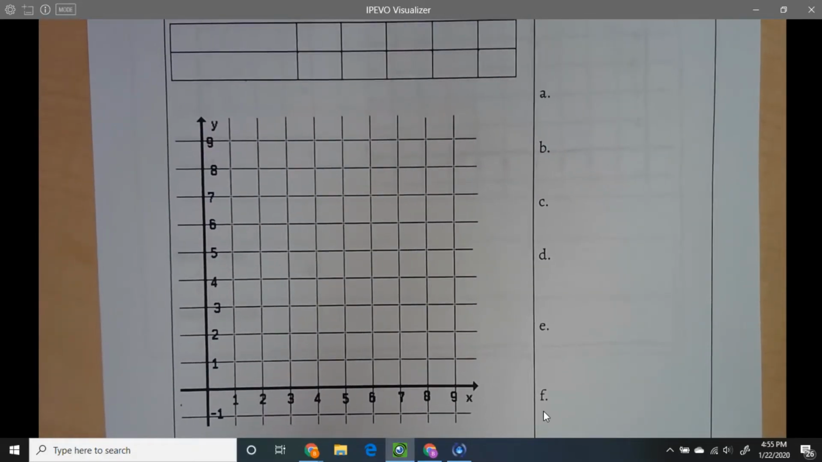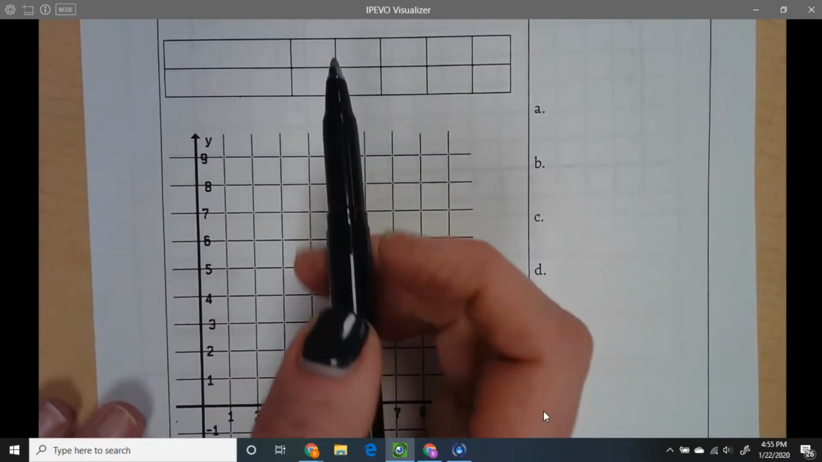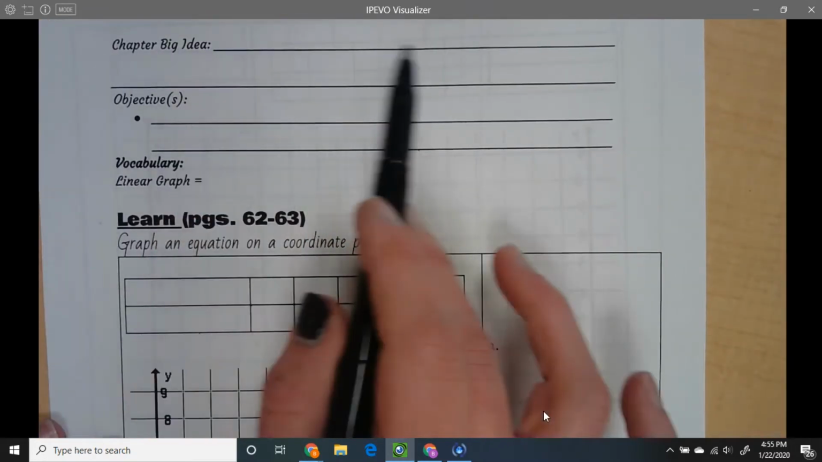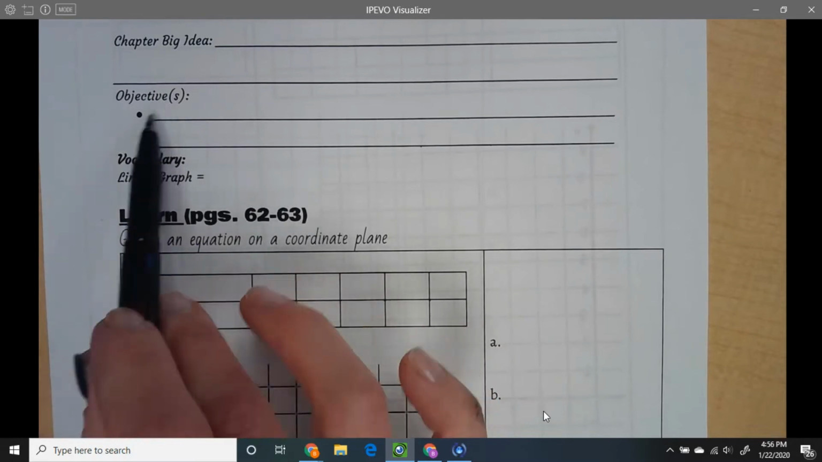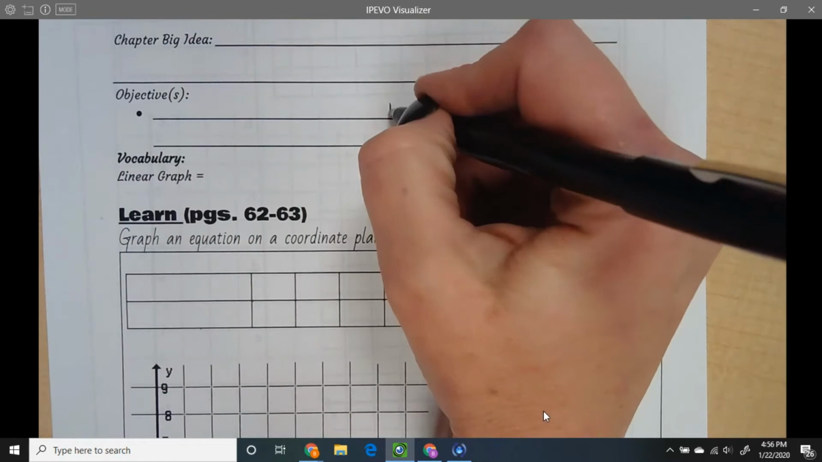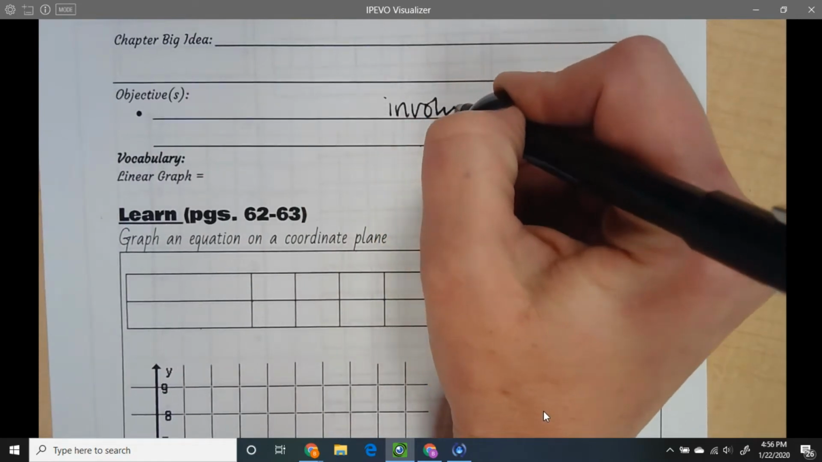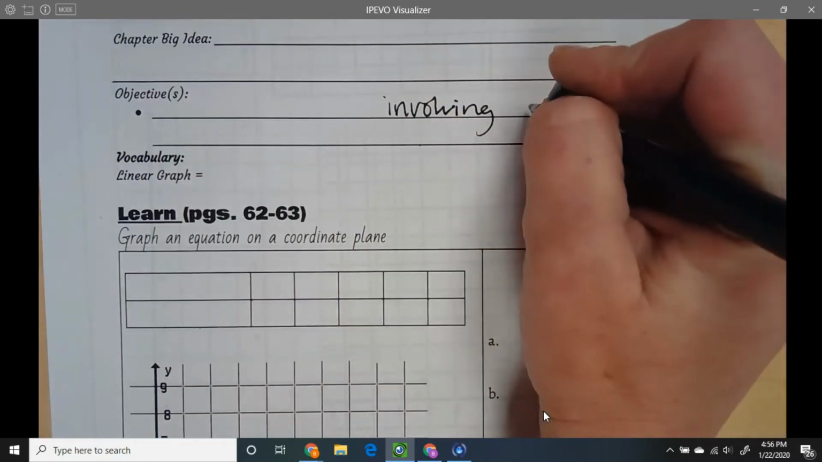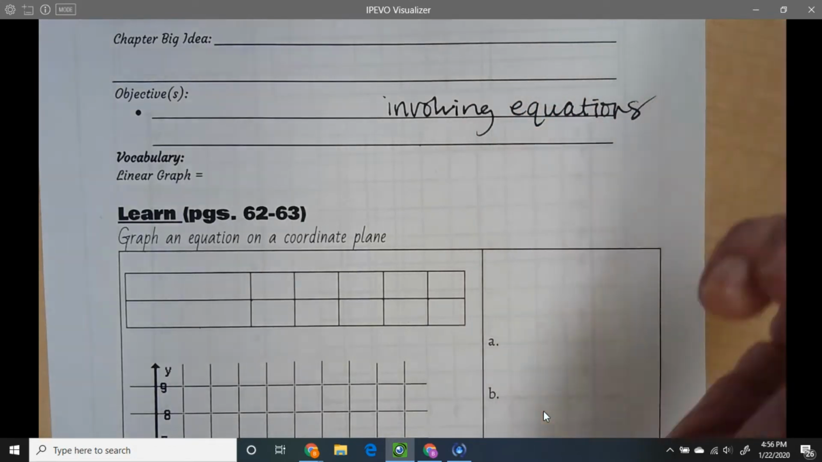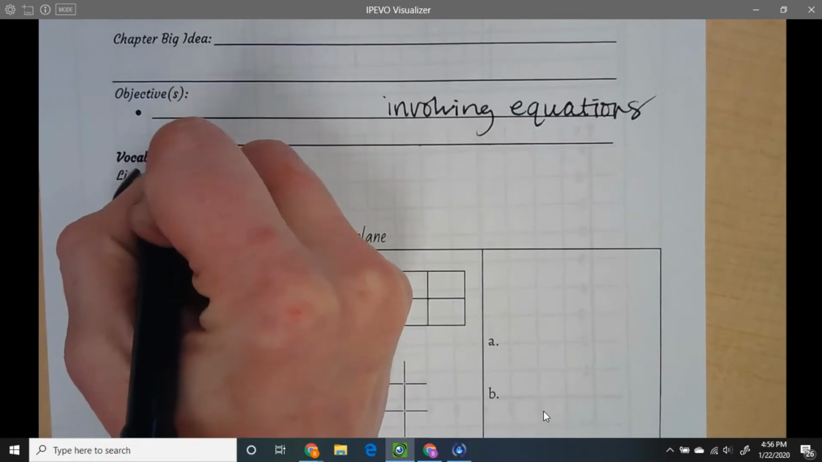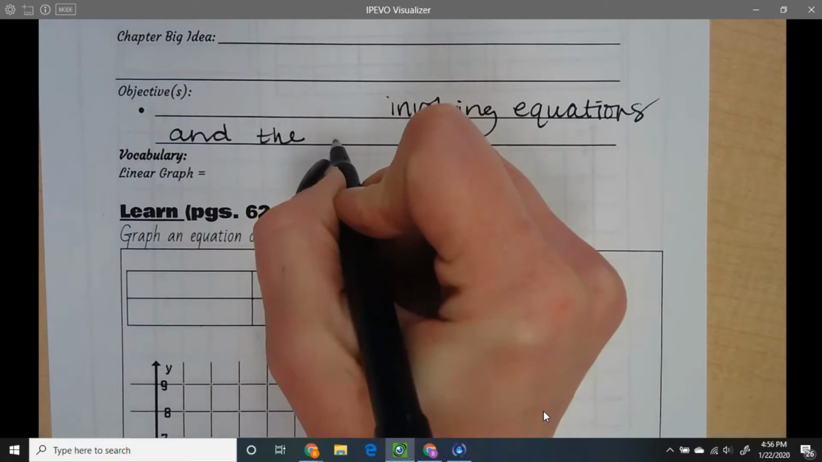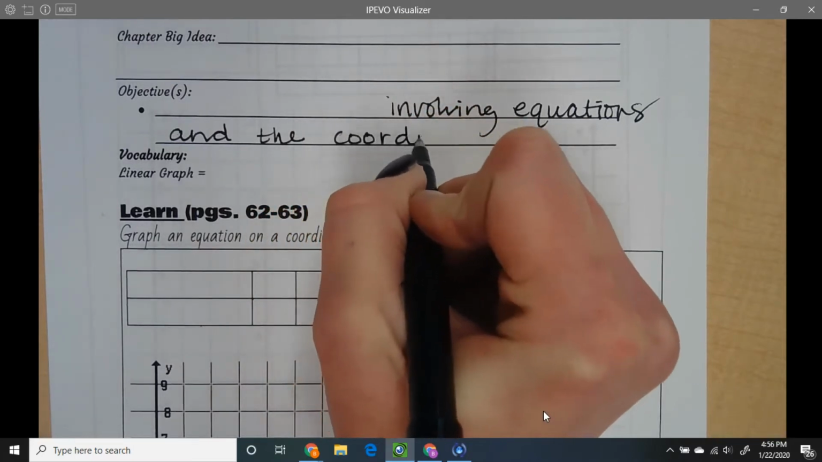Today we're going to be working on lesson 9.3, which is real world problems involving the coordinate plane. So still the same chapter, big idea you can copy down. And then the objective for today is to solve real world problems involving equations and a coordinate plane. So we're going to work with what we did in chapter 8 and this chapter over coordinate planes.